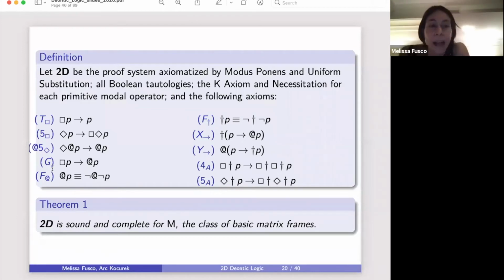G is for globality. So that just tells you that the quantification that you do with the box will include whatever world is actual on the sort of row of the matrix, if you want to think about it that way. Functionality, so actually is self-dual. The dagger is also self-dual.